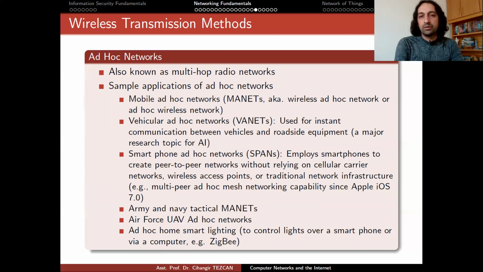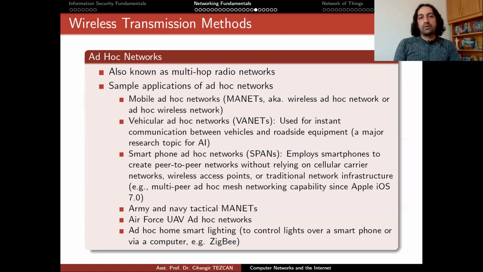Vehicular ad hoc networks, also called VANETs, are also active research topics. In that scenario, vehicles and some roadside equipment communicate with each other. This way, you can send anonymous data saying that there is traffic on this road or there is an accident on this road. So you can suggest other people use different routes.